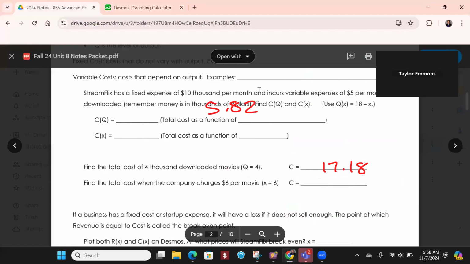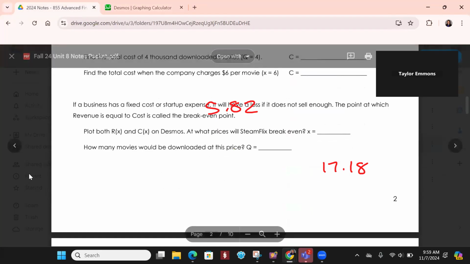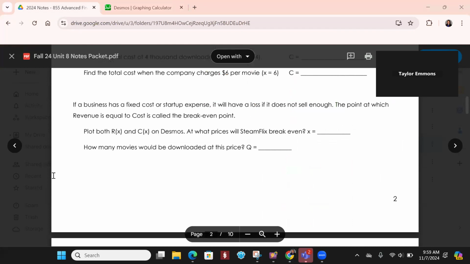Okay, so on your notes, right here. Where they broke even, they're going to break even at 5.82 and 17.18. The next question says, how many movies would be downloaded at this price? What's the formula for Q? So you're telling me that C of Q is equal to 10 plus 5Q. Is that what you're telling me?